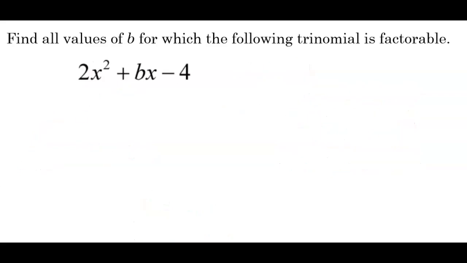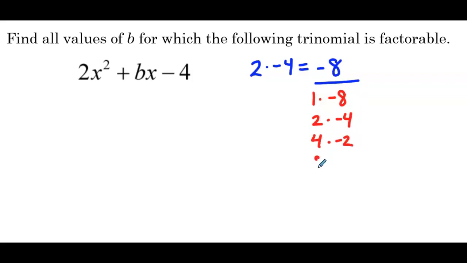Let's do this for one more example. Find all values of B for which the following trinomial is factorable, and now it's 2x squared plus bx minus 4. Again, let's proceed as if we were doing a grouping problem. So 2 times -4 is equal to -8. So we need the factor pairs of -8. So we have 1 and -8. We have 2 and -4. 4 and -2. 8 and -1. So if we combine each factor pair, what are the potential values that we could replace this middle term?